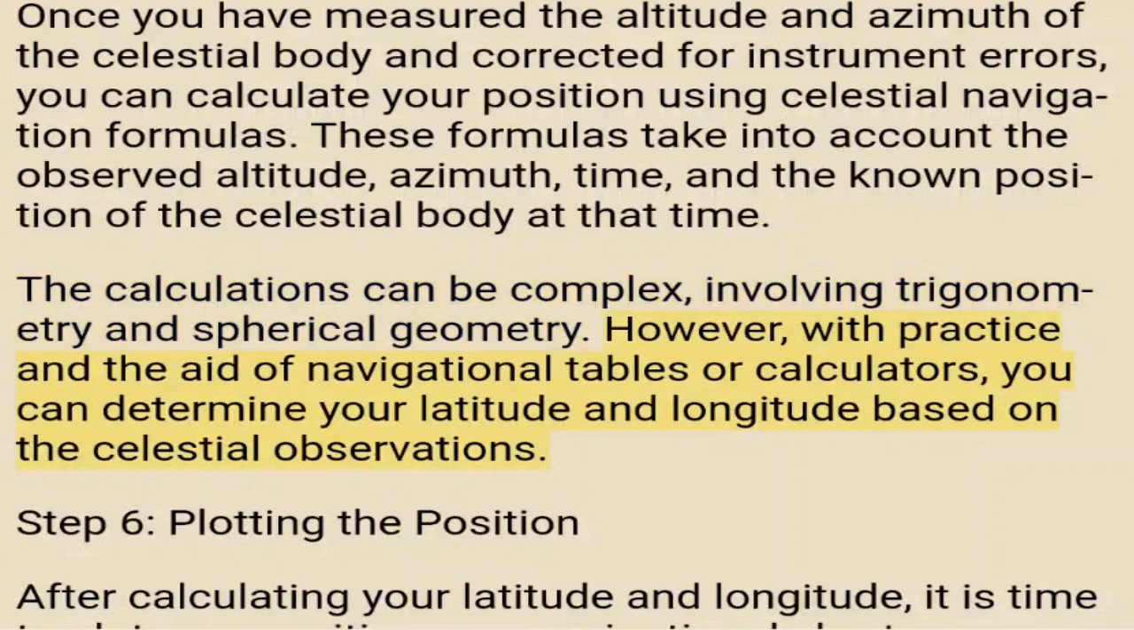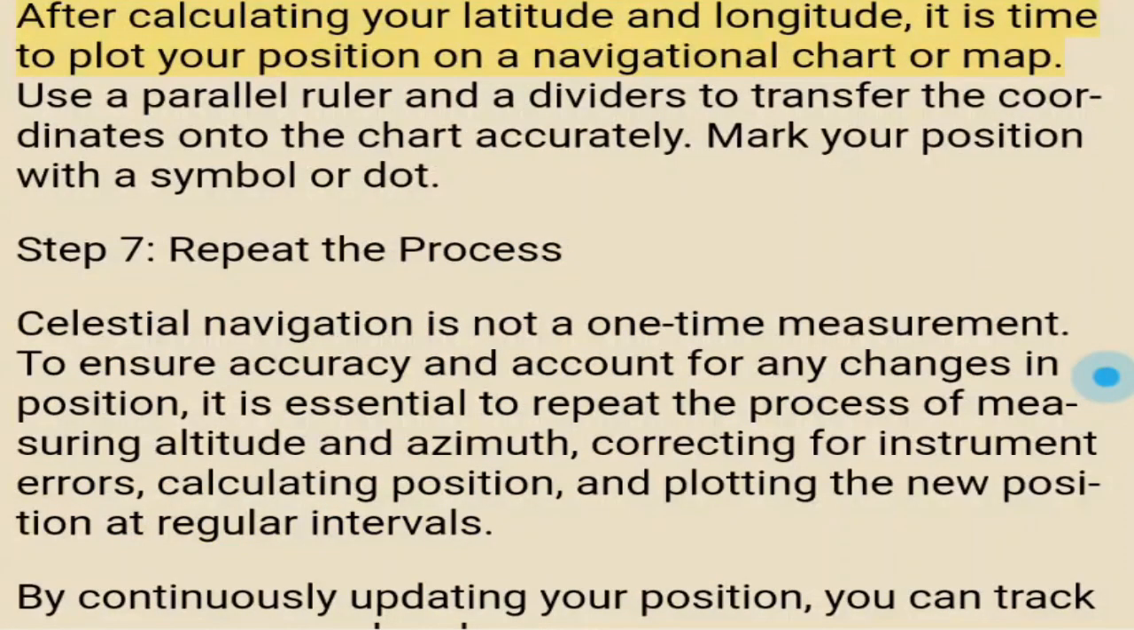Step 6. Plotting the position. After calculating your latitude and longitude, it is time to plot your position on a navigational chart or map. Use a parallel ruler and dividers to transfer the coordinates onto the chart accurately. Mark your position with a symbol or dot.